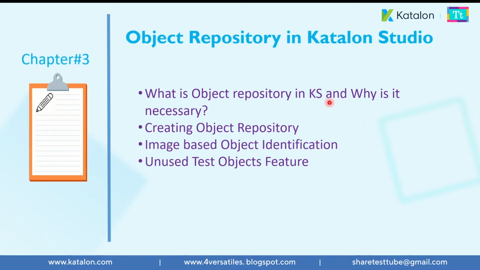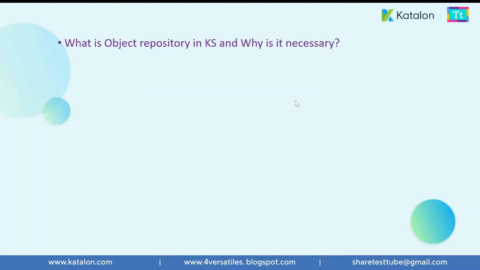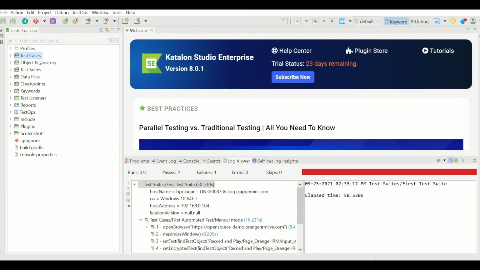The first one is what the object repository is and why it is necessary for us. So now let us go back to Katalon Studio. Like we discussed in the overview, the object repository is a place where we can collect the objects. It's a collection of objects. If it is a web project, it's a collection of web objects. If it is an API or web service project, it is a collection of APIs. If it is a mobile project, it is a collection of mobile elements.